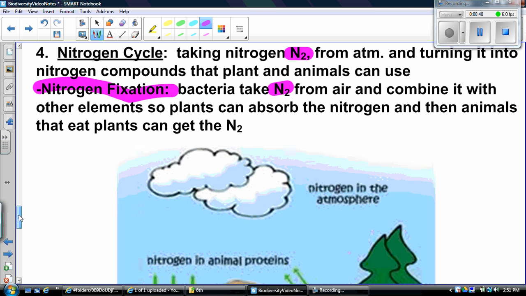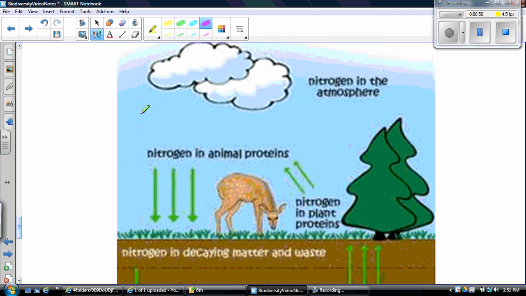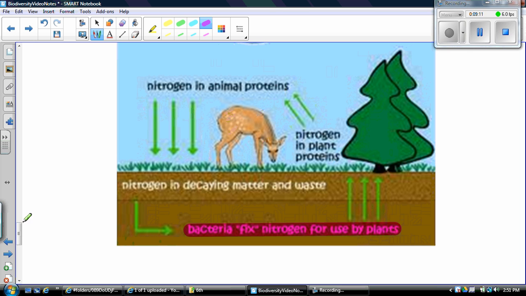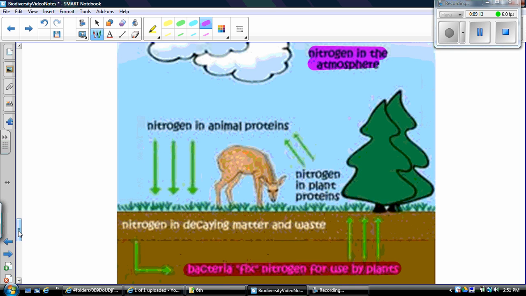So let's look at a picture for this. You've got nitrogen in the atmosphere. You've got bacteria in the soil. Bacteria fix that nitrogen so that plants can absorb nitrogen compounds into their roots. Then animals eat the plants and get the nitrogen from the plants. So let's talk about how that relates to our target: recycling of matter.